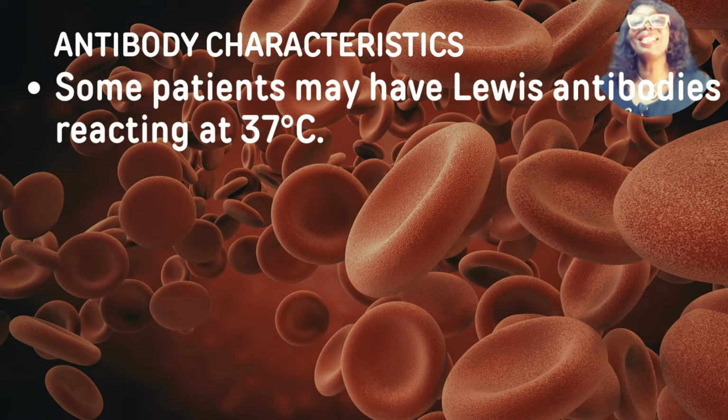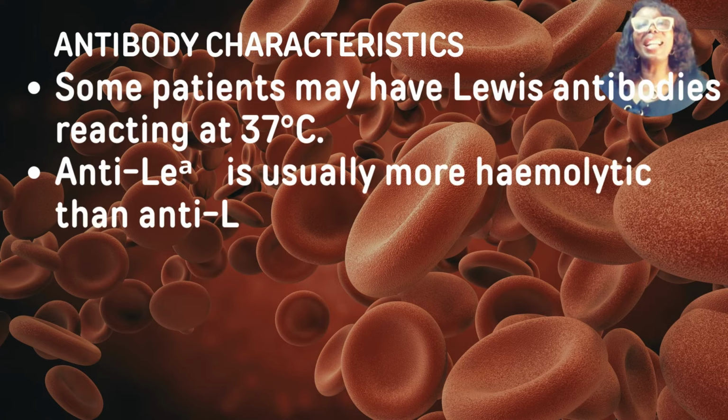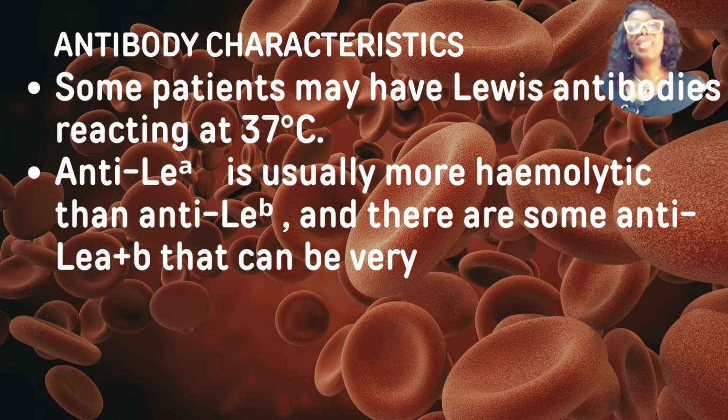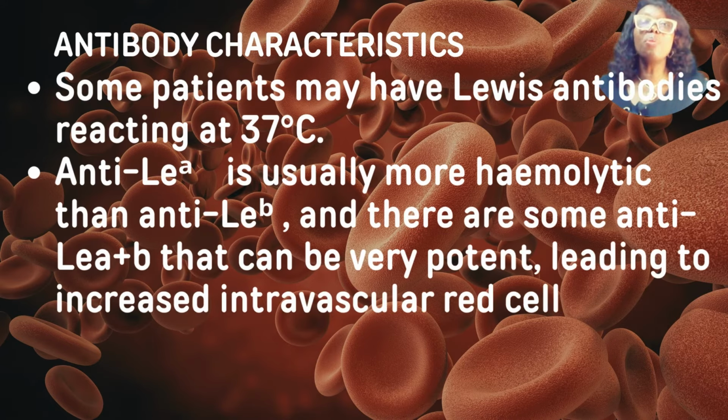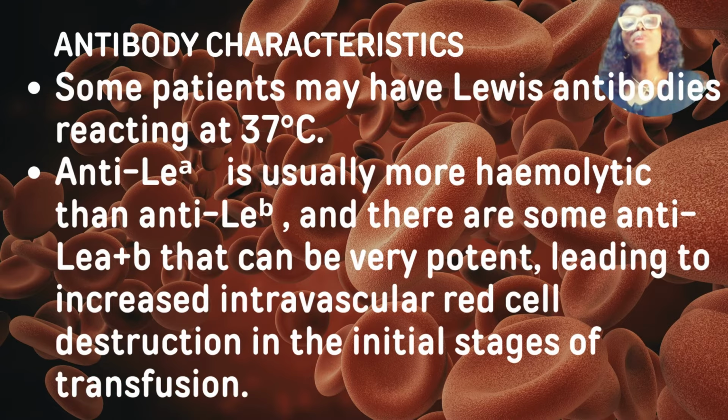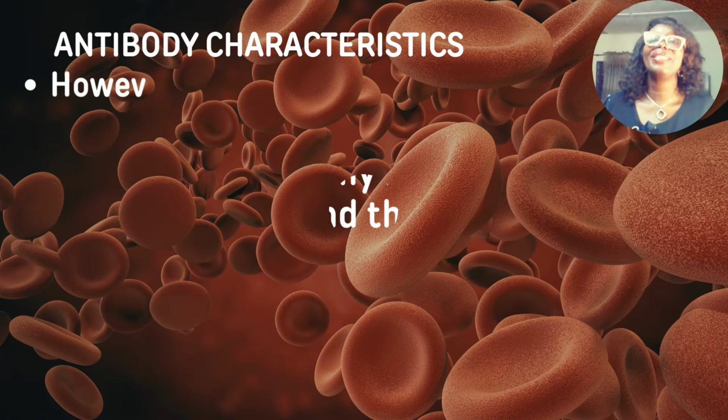Some patients may have Lewis antibody that can react at 37 degrees. Like I said earlier, these are immune forms of Lewis antibody and they are mostly IgG in nature. Anti-Lewis A antibody is usually more hemolytic than anti-Lewis B, and there are some anti-Lewis A plus B that can be very potent, leading to increased intravascular red cell destruction in the initial stage of transfusion.